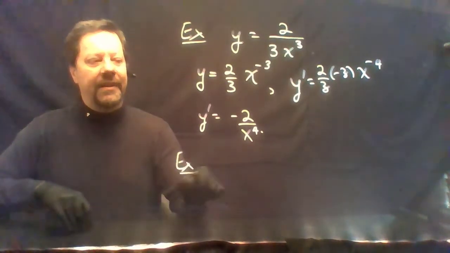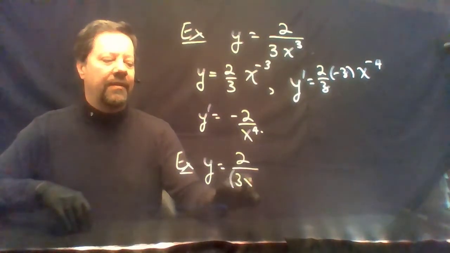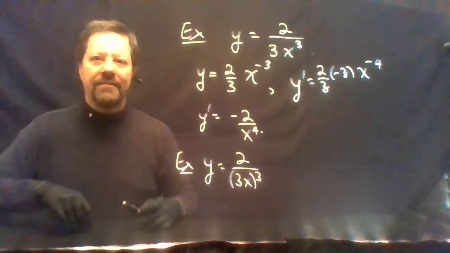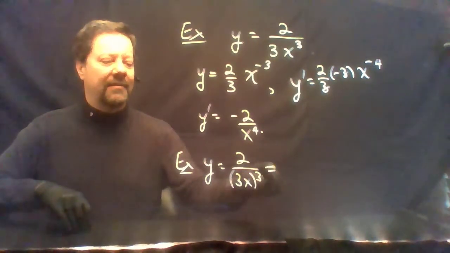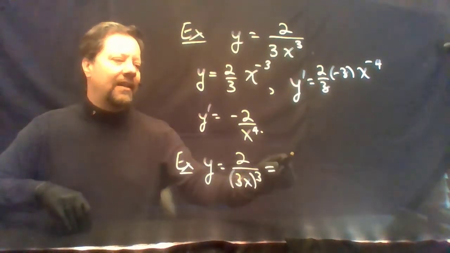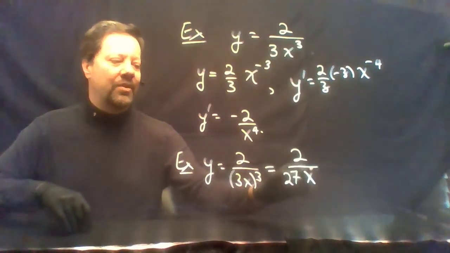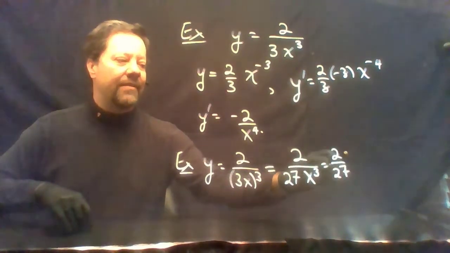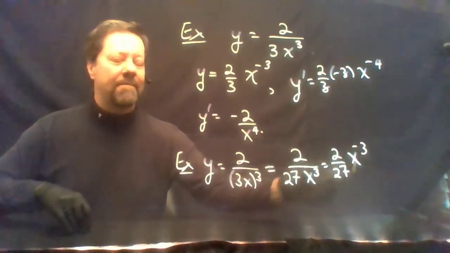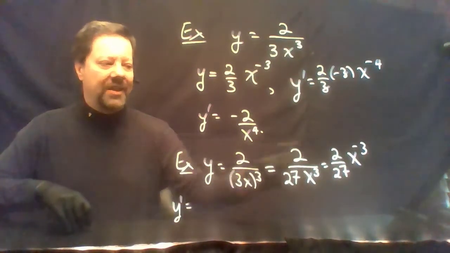What if I did the following, though? 2 over 3x quantity cubed. It's different now. You can see that I'll have 2 over 27x cubed, which I'll write as 2/27 x to the minus 3. It is at this point that I can calculate y prime most easily.